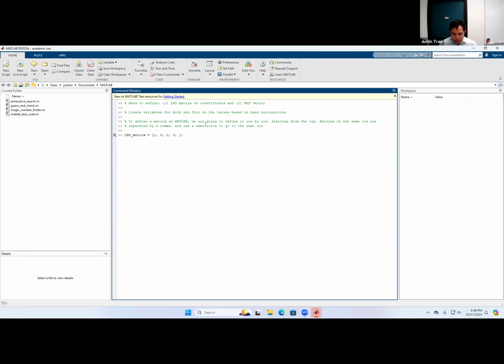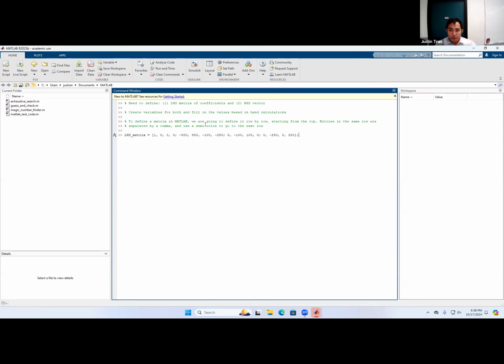Okay, so now we're going to input the second row. So second row is going to be minus 500, comma 850, comma minus 100, comma minus 250. Okay. So that's the second row in the matrix. Again, I'm using a semicolon to go to the next row. Third row in the matrix is going to be 0, comma minus 100, comma 100, comma 0. Okay. And then fourth row in the matrix is going to be 0, minus 250, 0, positive 250. Okay.